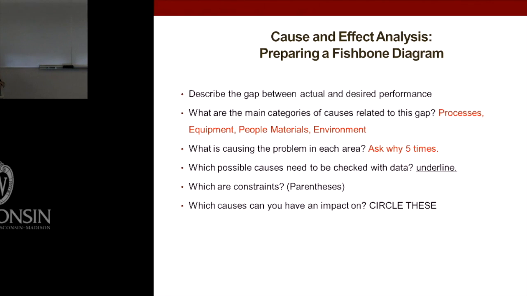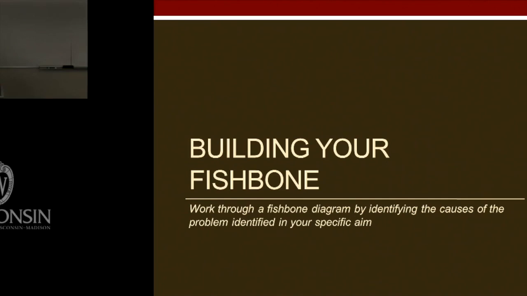So things that you can change, you could probably change the communication between the different departments. You can change the meetings that people have. You can change other things. So what are things that you can change? You circle them. Constraints, you put in parentheses, and underline things that you want to check in data. Again, it helps us categorize all of our ideas.